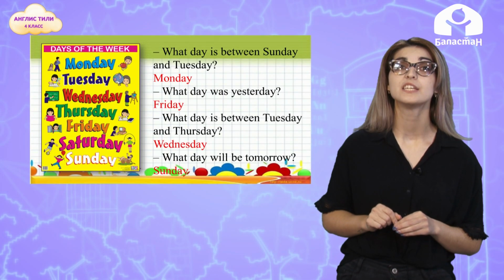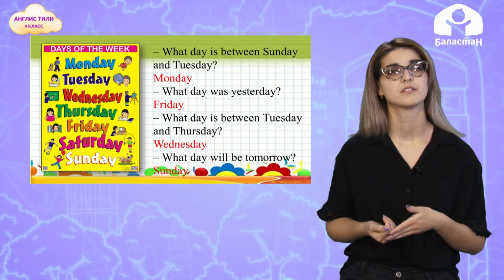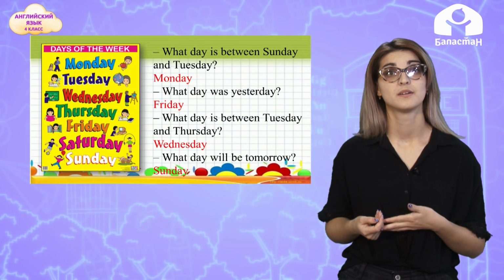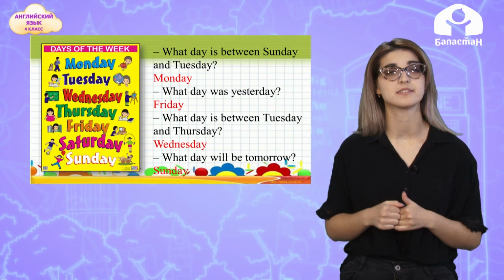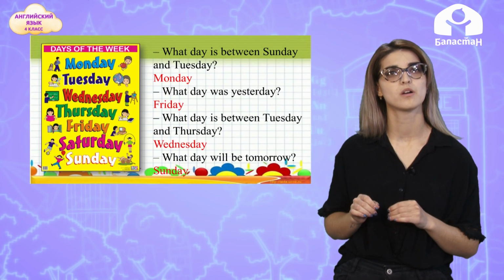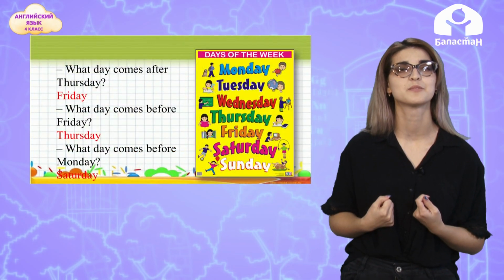What day is between Sunday and Tuesday? It's Monday. Second, what day was yesterday? Yesterday was Friday. What day is between Tuesday and Thursday? It is Wednesday. What day will be tomorrow? It will be Sunday, our weekend.